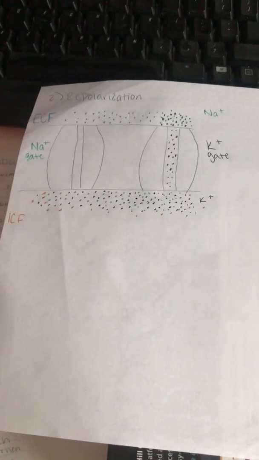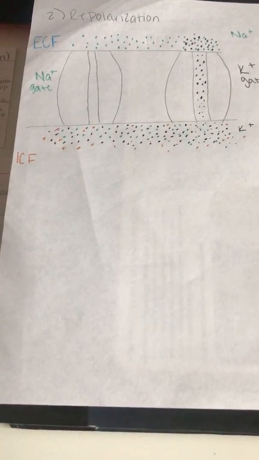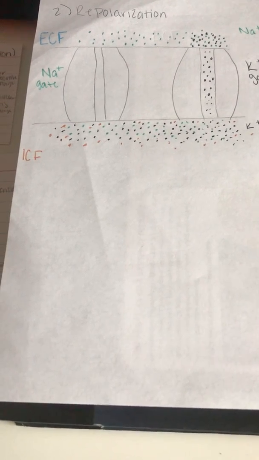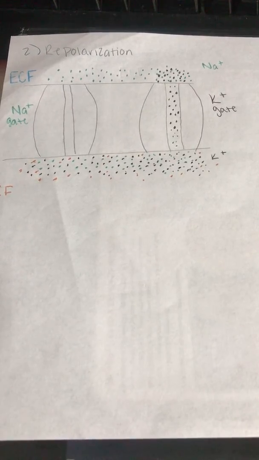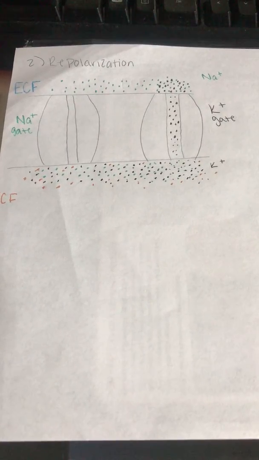and then the potassium gate will open, which causes the membrane to undergo repolarization. And then when a value of negative 70 millivolts is again reached, the potassium gates close.